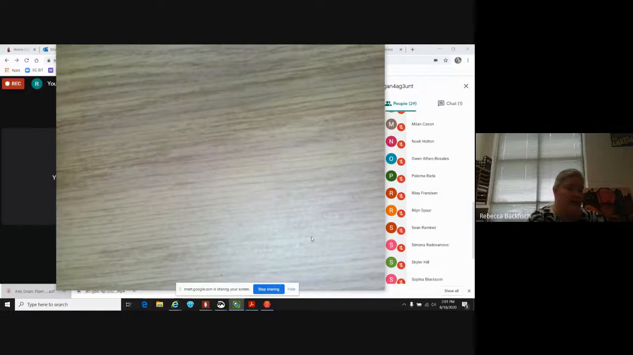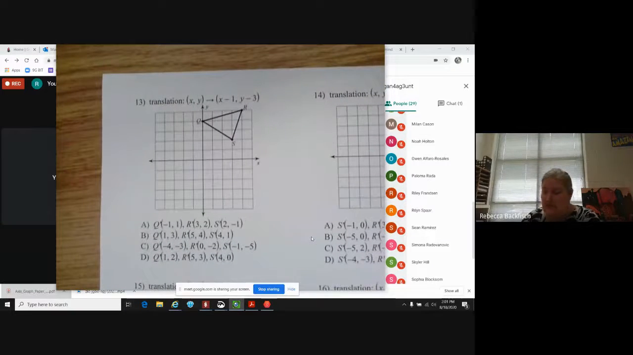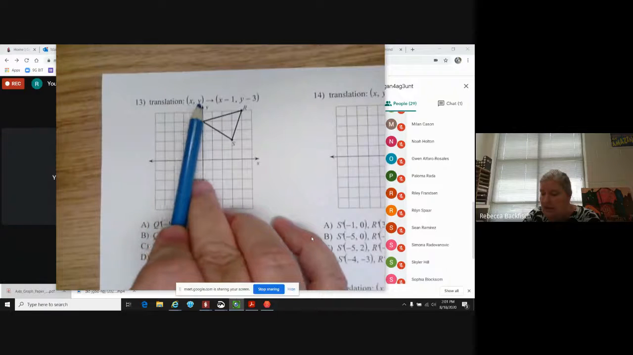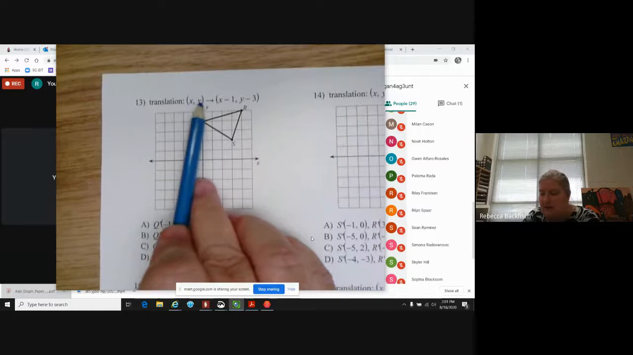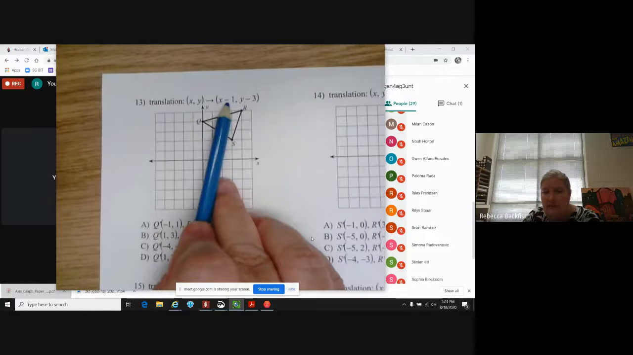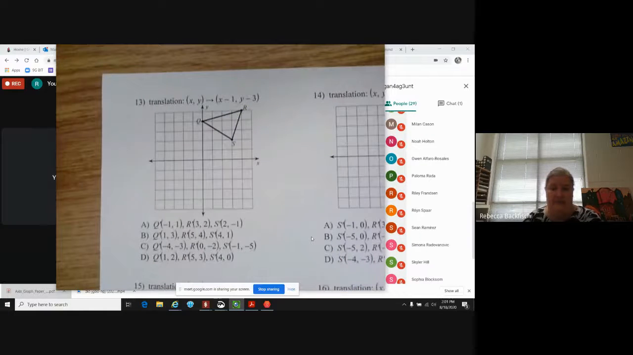All right, last thing is, I told you translations are pretty easy. Here's what makes them easy. When you look at the rule for a translation, it tells you exactly what's supposed to happen. If you have a point (x, y), whichever point you're picking, Q or R or S, you're going to take the x value and subtract 1, and that'll be the new x value. You're going to take the y value and subtract 3, and that's the new y value.